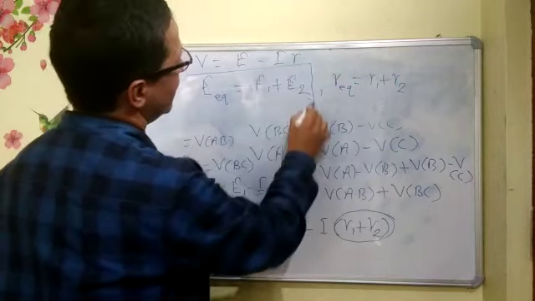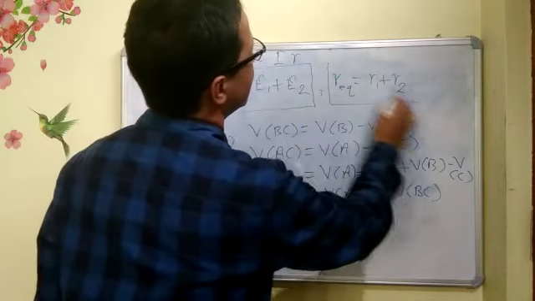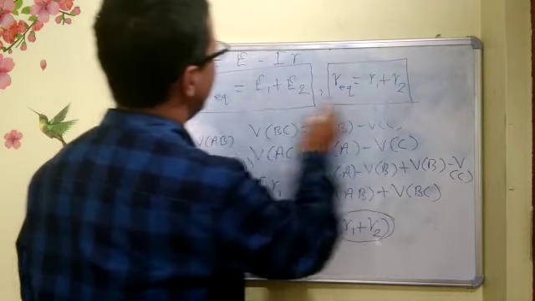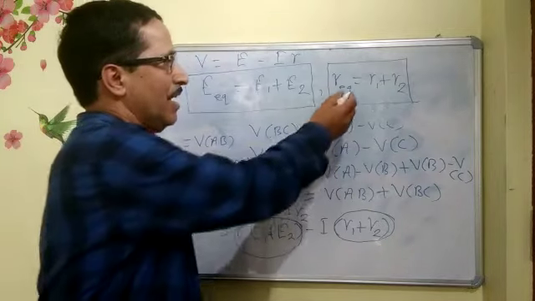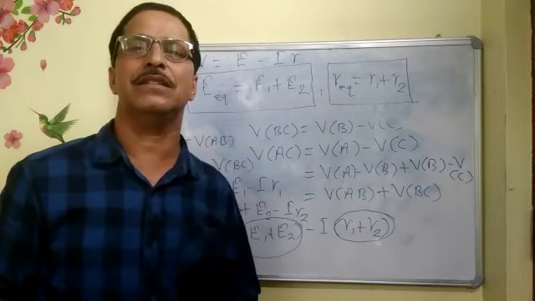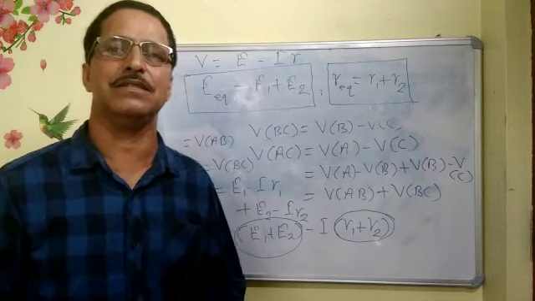This shows that when two cells are combined in series, then the total EMF is equal to the sum of their individual EMFs, and the total internal resistance is equal to the sum of their individual internal resistances.